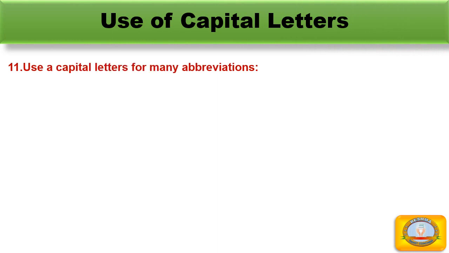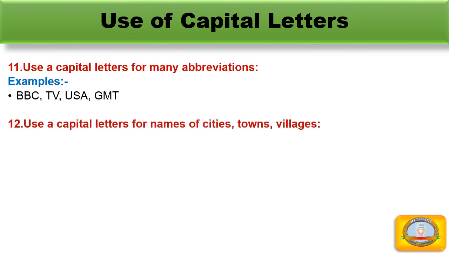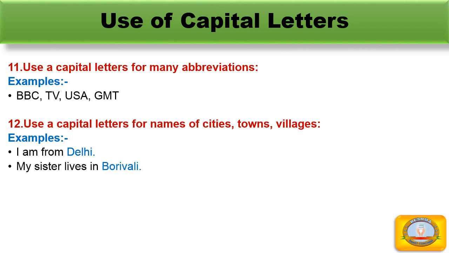Next, use a capital letter for many abbreviations. For example, BBC, TV, USA, GMT. Next, use a capital letter for names of cities, towns and villages. Examples: I am from Delhi. My sister lives in Borivali.